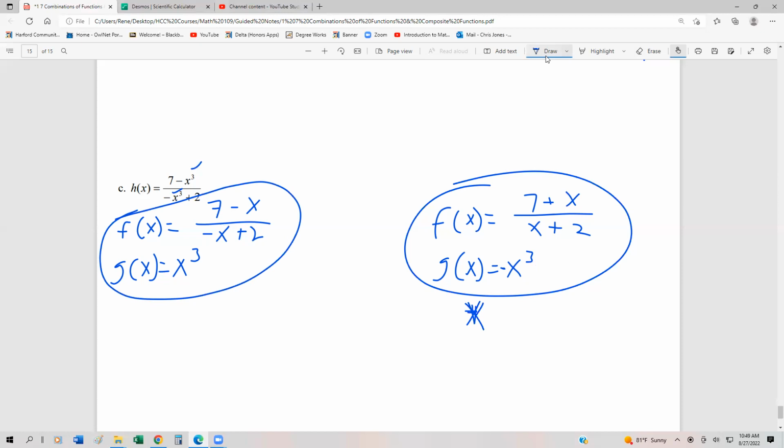In the next section, we're going to take composition just one step further, and we're going to start taking a look at inverse functions. And inverse functions are going to be a huge part of calculus for those of you that have to take Calculus 1.